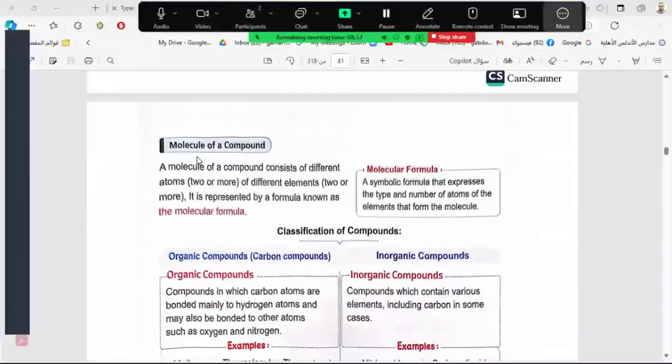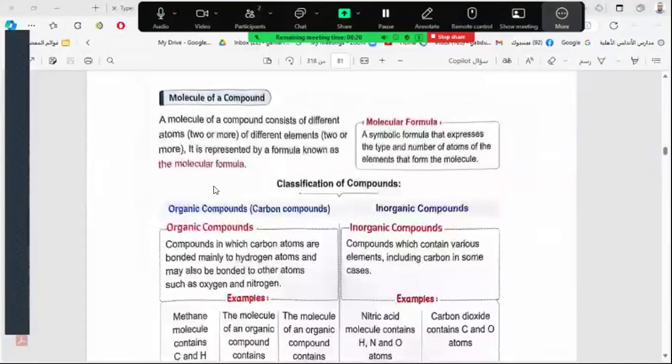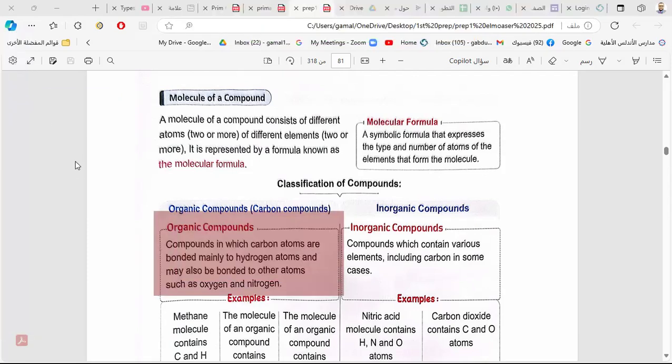Okay, molecule of a compound. There are many different compounds, like we said before: nitric acid, carbon dioxide, water, all of these compounds. And we can also say there are two types of compounds. One of them is called organic compounds, and one of them is called inorganic compounds. So we have here two types of compound. What are they?